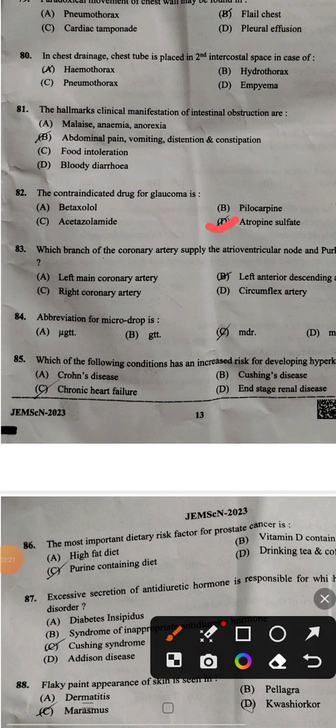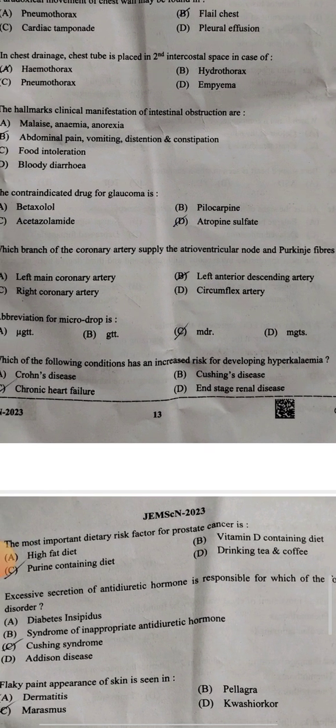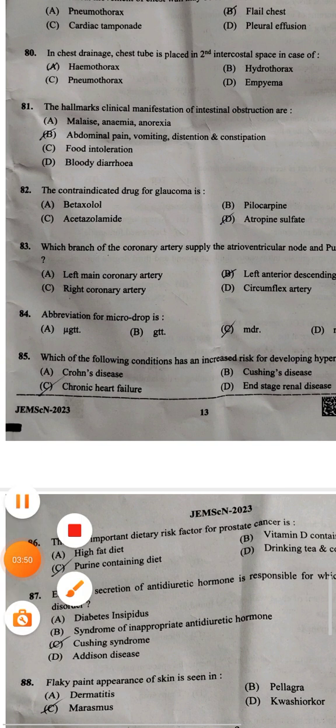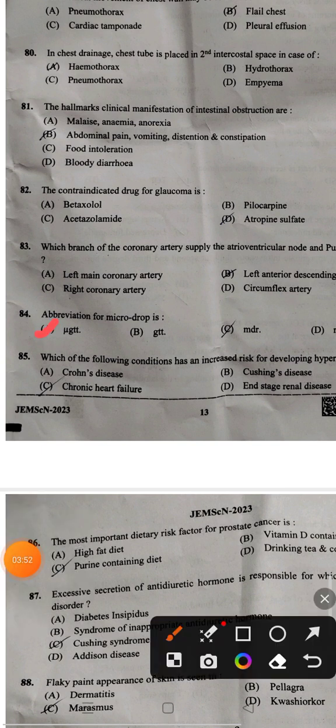Question number 83. Which branch of coronary artery supplies the atrioventricular node and Purkinje fiber? Option A left main coronary artery, option B left anterior descending artery, option C right coronary artery, and option D circumflex artery. The correct answer is option C, right coronary artery. Abbreviation for microdrip set is: option A micro GTT, option B GTT, option C MDR, and option D MGTS. The correct answer is option A, micro GTT.